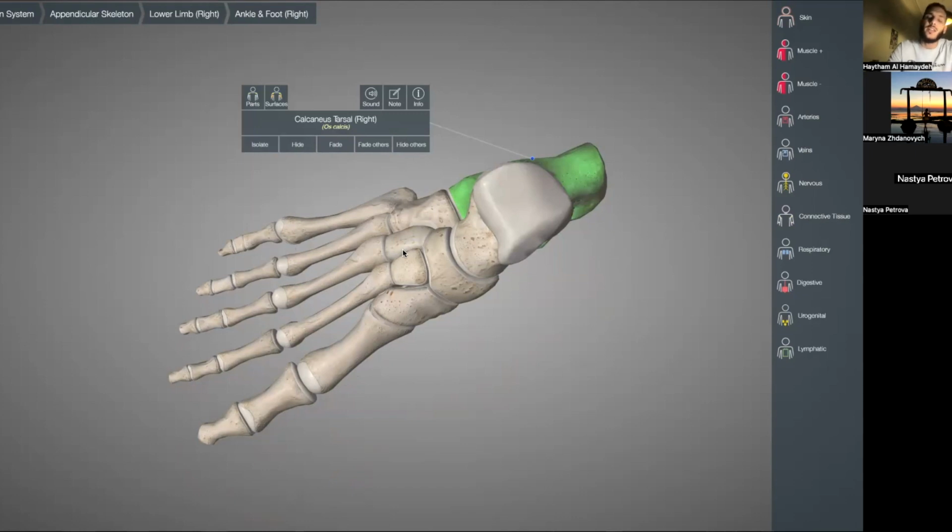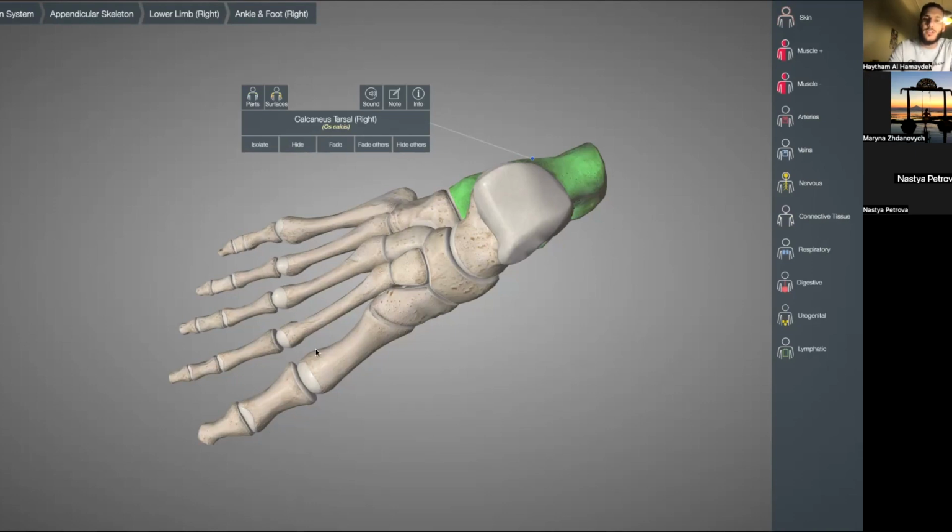We say that the tarsometatarsal joints are between the first three metatarsals, 1, 2, and 3, which have tarsometatarsal joints with the medial, intermediate, and lateral cuneiforms. The cuboid has a tarsometatarsal joint with the fourth and the fifth metatarsals.